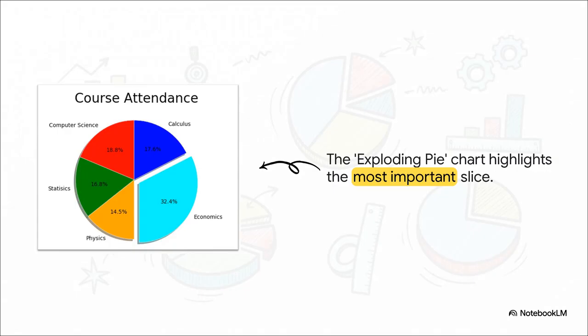And then you've got this guy, the exploding pie chart. Its whole purpose is just pure drama. I mean, it literally pulls a slice out from the rest of the pie just to scream, "Hey, look at me." It's the perfect way to highlight the single most important piece of your data. In this case, you can't miss that economics is the big one.